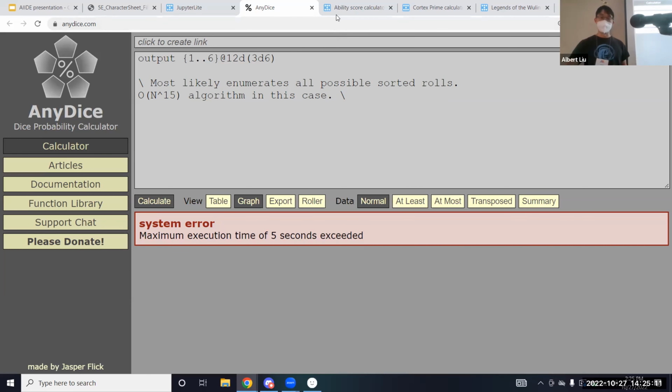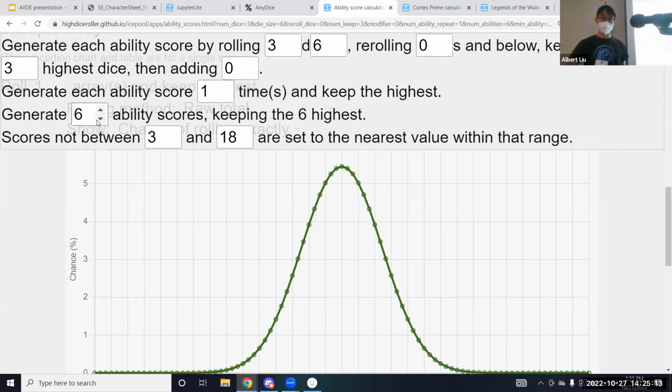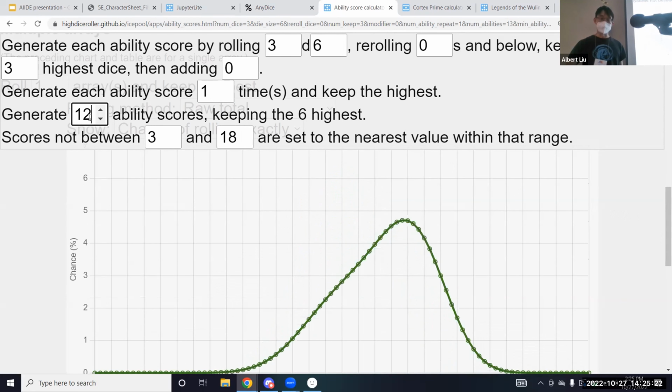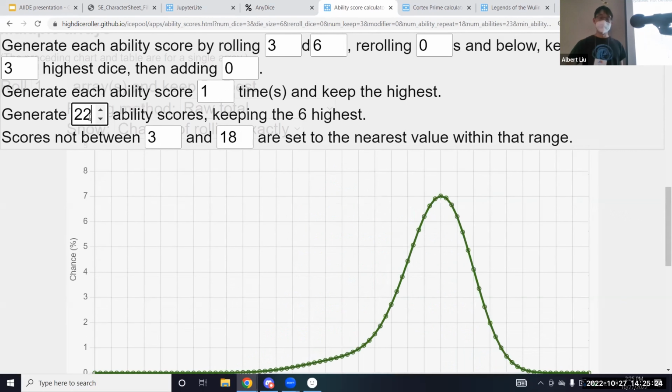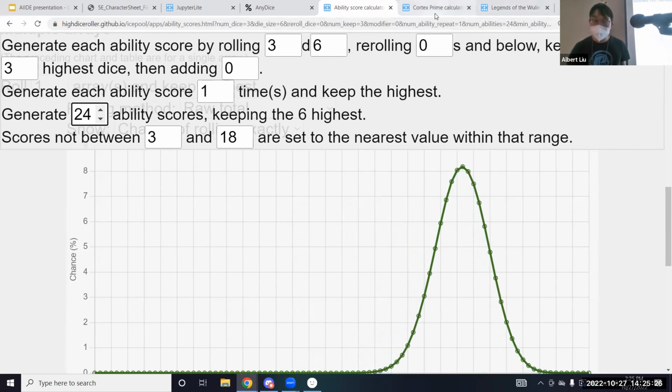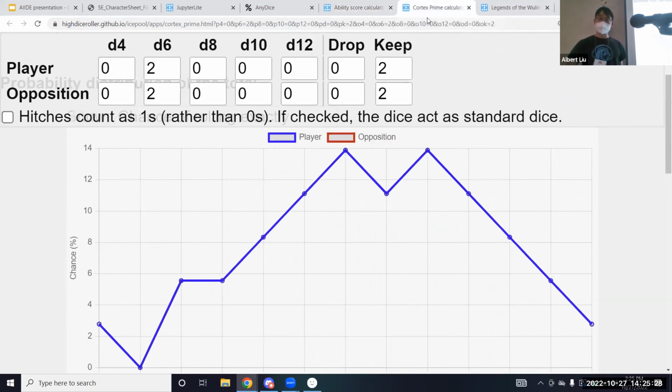Now, can we do better? Of course, the answer is yes, we can. Here's a calculator I built on Icepool. And if we click here, I can just scroll upwards. It can do more than this.